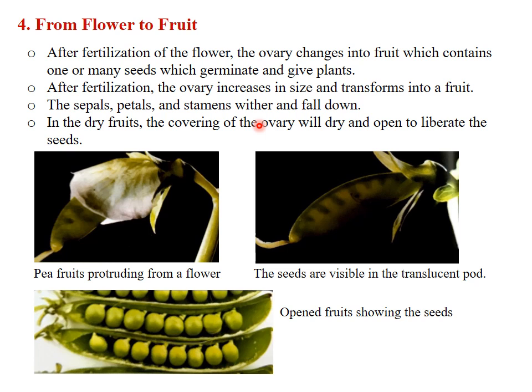The fleshy fruit corresponds to the wall of the ovary that develops into a fleshy mass that contains one or more seeds. So here in these pictures we can see the changes from flower to pea pod and then to dry fruit. In the first picture we can see pea fruits protruding from a flower. In the second picture we can see the seeds are visible in the translucent pod. And in the last picture we can see the opened fruits showing the seeds.